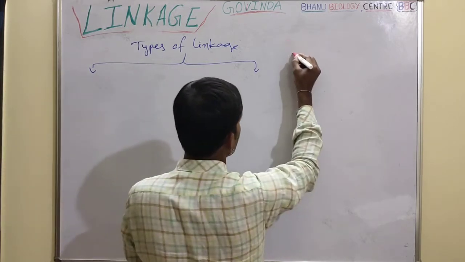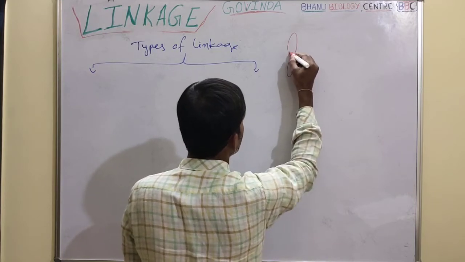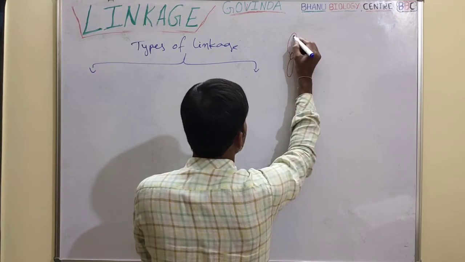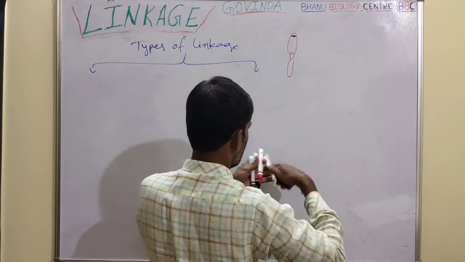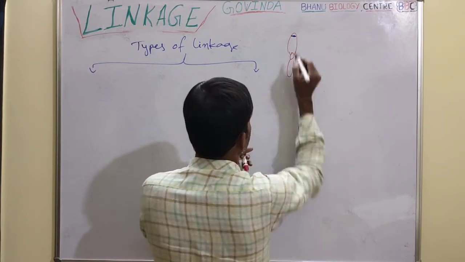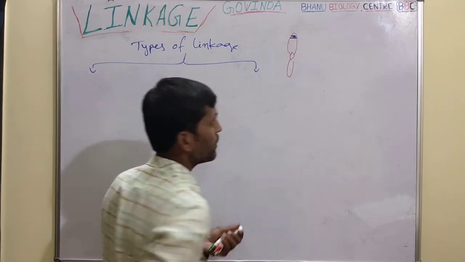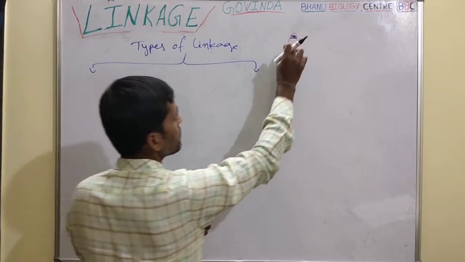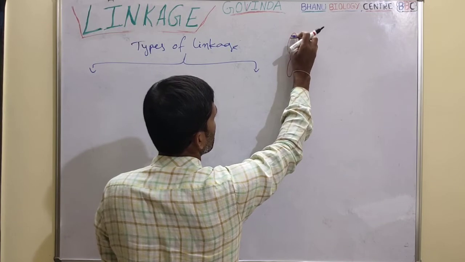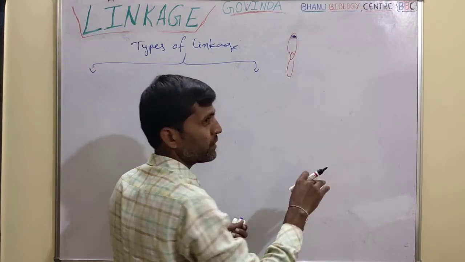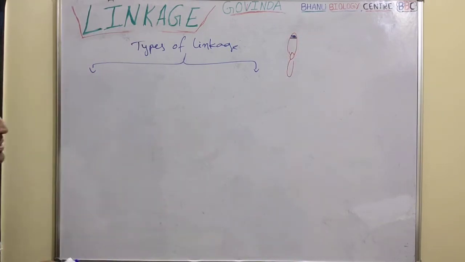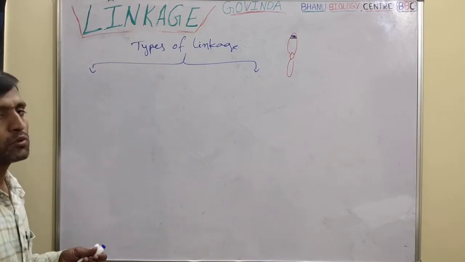So this is the chromosome. On the homologous chromosome, there are genes, right? They are present with physical association, meaning they are linked. So during the inheritance process, these two genes remain together and so enter the progenies. That is called linkage. Now let us see the types of linkage.